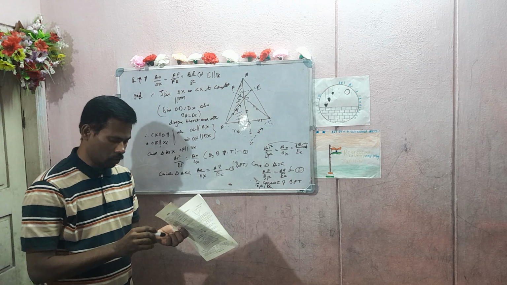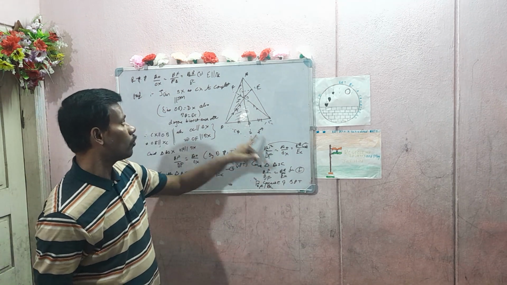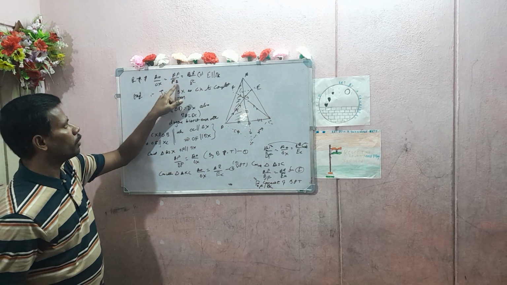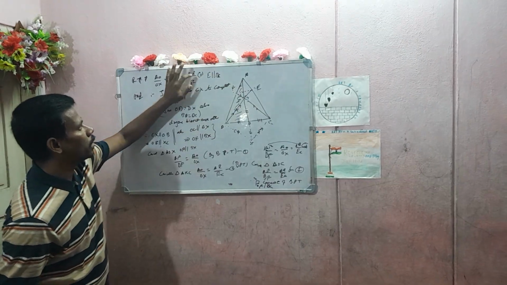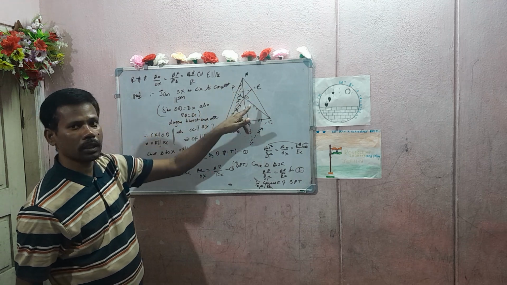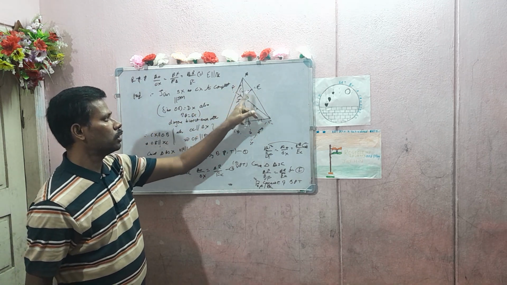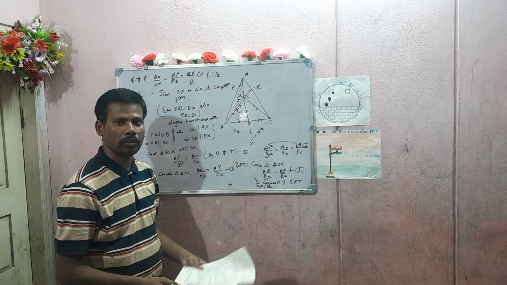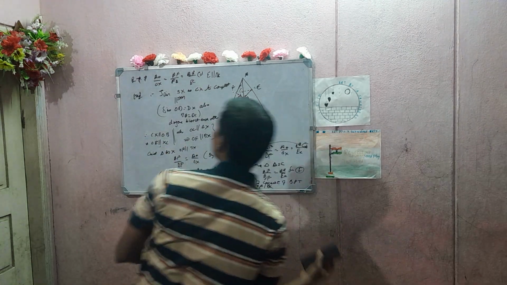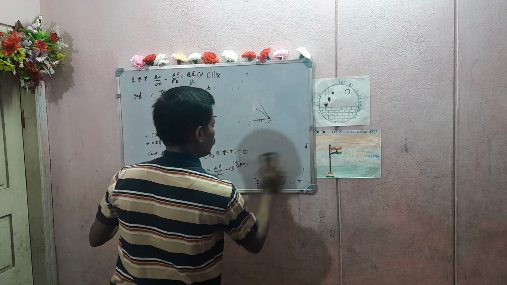There is the solution. What I am saying is AF by FB is equal to AE by EC. So this is the line dividing the other two sides in the same ratio. Therefore, this EF is parallel to BC. Hence the theorem. Very, very important, which is tough also. Next.